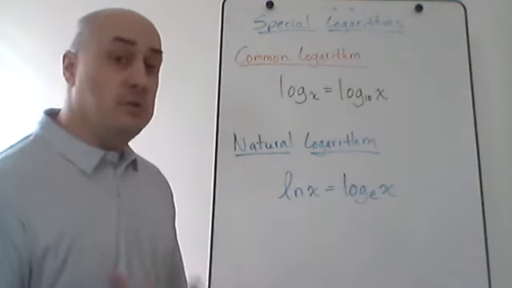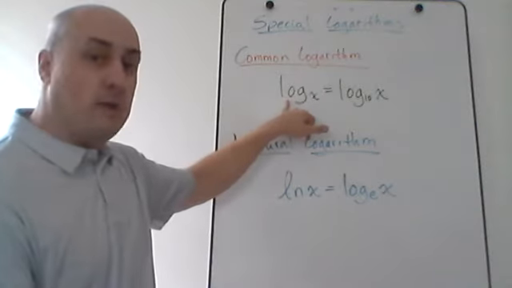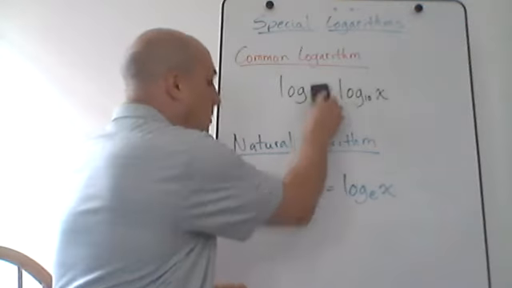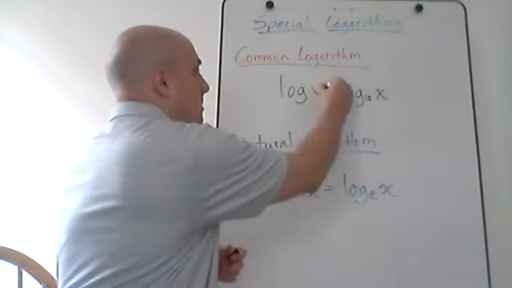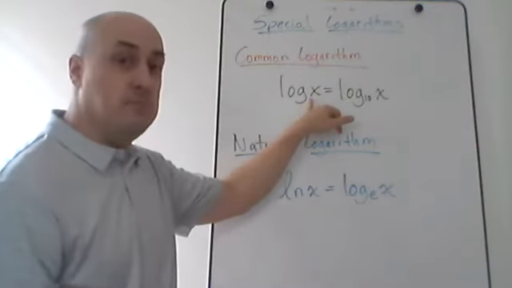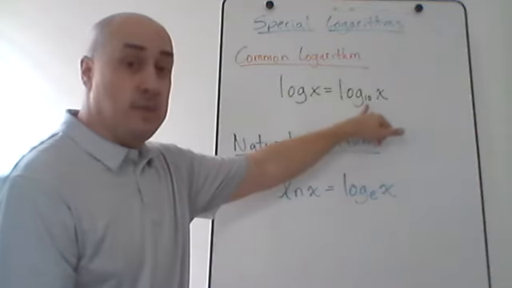The special notation that we use for the common logarithm is we just write log x, and we don't put a little base number there. So log x without any number in the subscript means the common logarithm with base 10. We don't usually write it with the base 10 there.